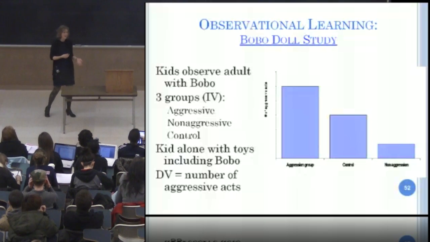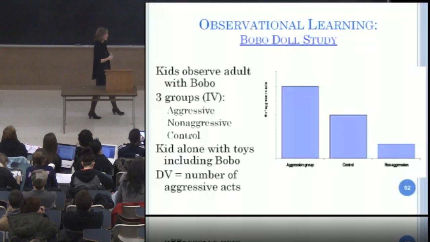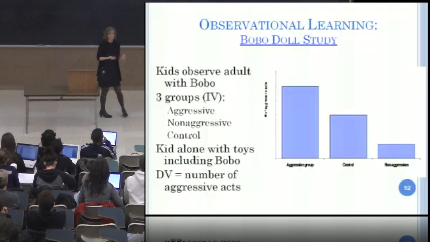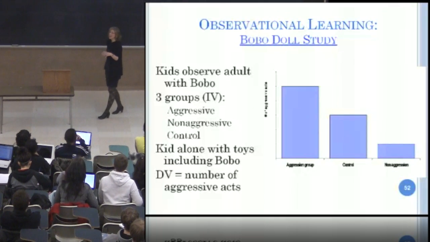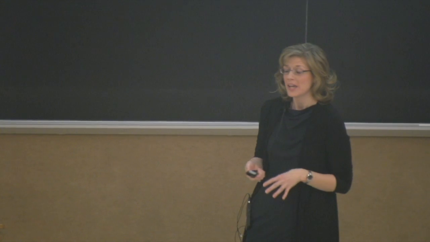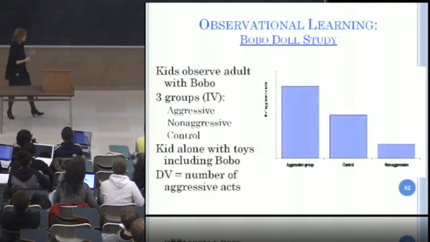And as you'd expect, the child had learned to model this very aggressive behavior. So they went to town on the Bobo doll too. And the interesting part is they found new and interesting ways to be aggressive towards that doll beyond what they'd seen the adult doing. So let me show you the video. Hold on one second.